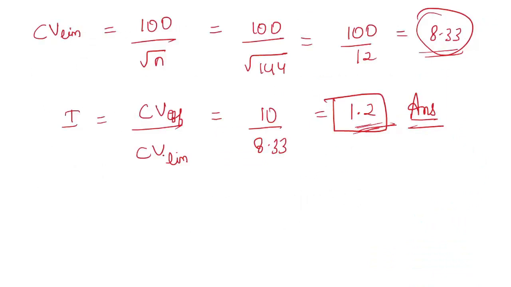So in 1 decimal place, 1.2 is the right answer. This is a 2-mark question. In any type of question where you need to find the index of irregularity, you have to calculate the CV effective and CV limit, then form it accordingly.